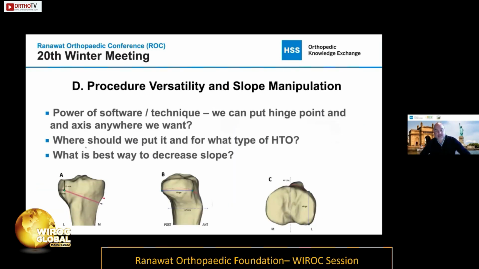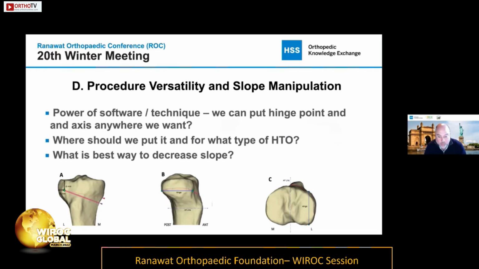So the last level of this future of osteotomy to me is the sagittal plane. And we've all done, I would say, bad osteotomies where we've iatrogenically increased slope or decreased slope. And now we're really focusing on slope.